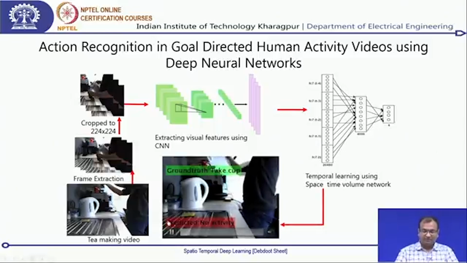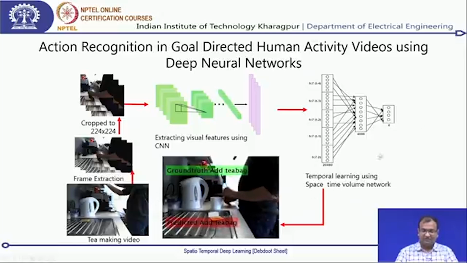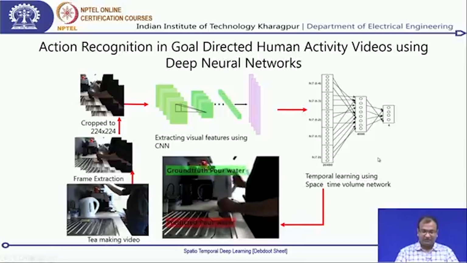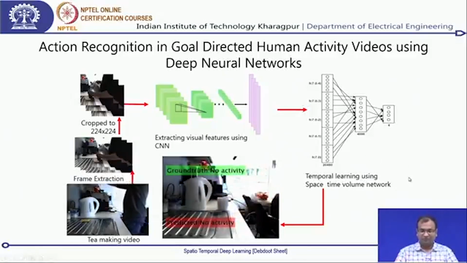Now, on the green you have the ground truth, which is the actual class of activity which is going on, and on the red you have the predicted class which is coming out of this particular example of spatio-temporal deep learning. Okay. Now, these are 2 examples of how you can solve it. There are still many more problems.